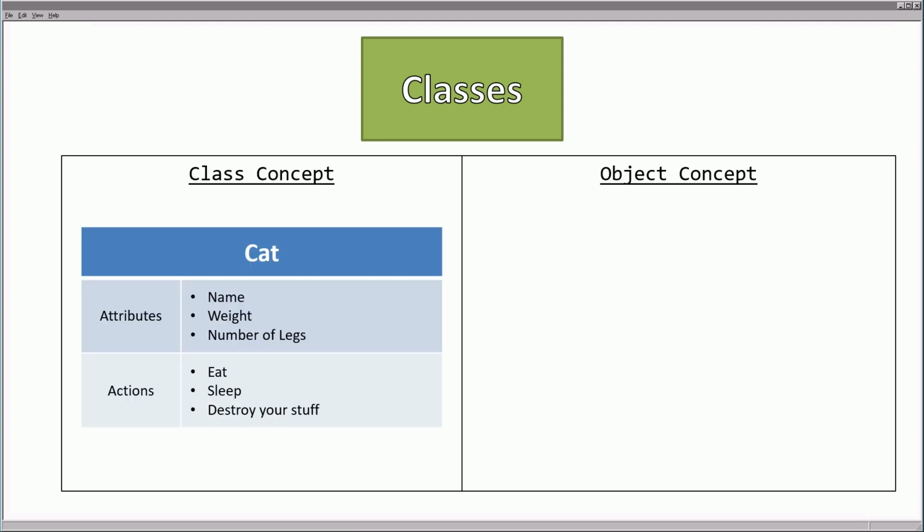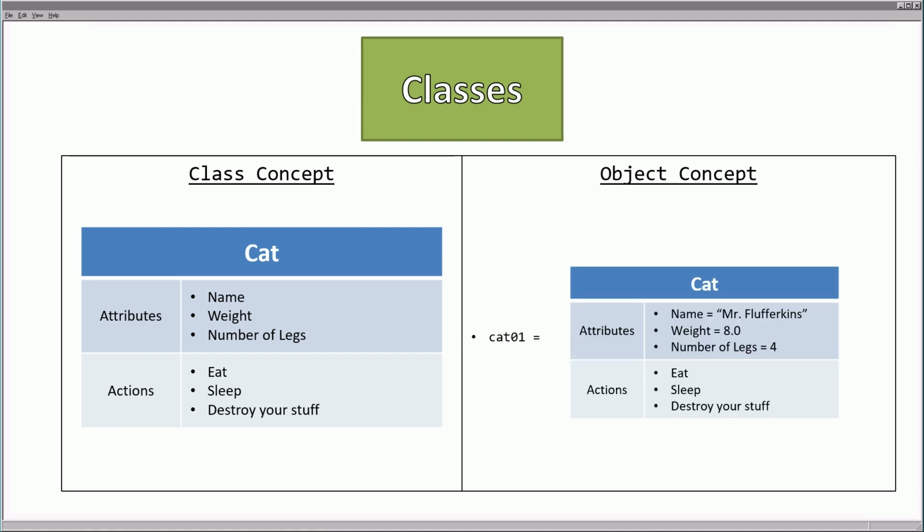Now, if we take this idea, remember, classes are just blueprints for objects. Objects are the instances of classes. So while we have this class called cat, if we're going to create a specific version of a cat, then maybe we have this, where let's say this is cat01, and its name is Mr. Flufferkins. Its weight, 8 pounds, and the number of legs, 4, and this cat has the actions, eat, sleep, and destroy your stuff.